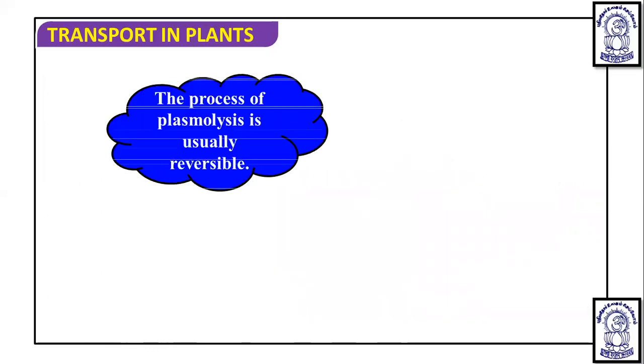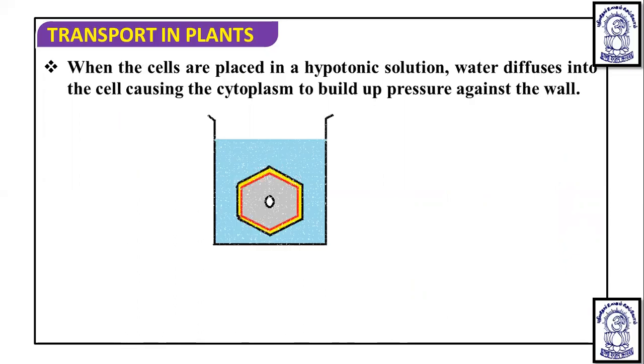The process of plasmolysis is usually reversible. When the cells are placed in a hypotonic solution, water diffuses into the cell, causing the cytoplasm to build up a pressure against the cell wall. And that is what happens when pressure builds up against the cell wall.